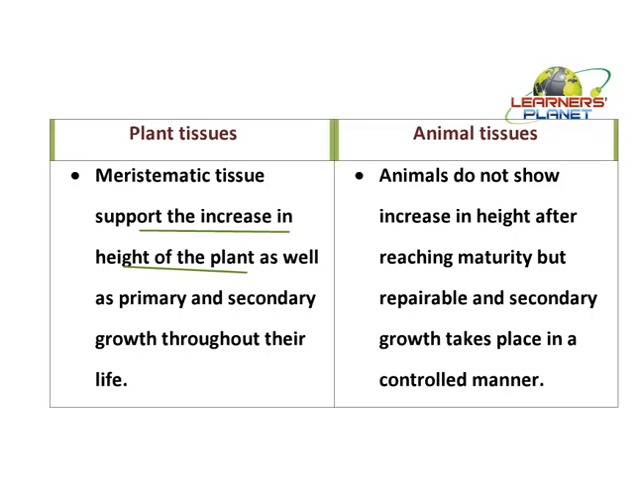So at that time, do you think the growth is going to stop? No. In that case, primary and secondary growth will take place throughout the year, throughout the life. So this type of growth is supported by the meristematic tissue. Plants show growth up to a very high limit, and this is possible because of such tissues. In the case of animals, they do not show increase in height after reaching maturity.